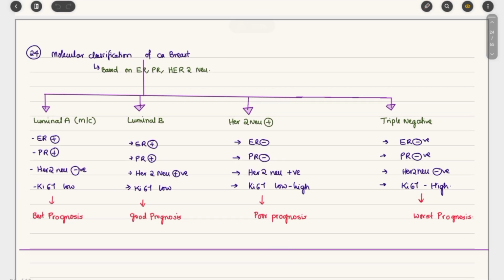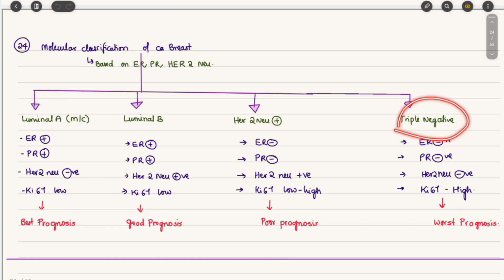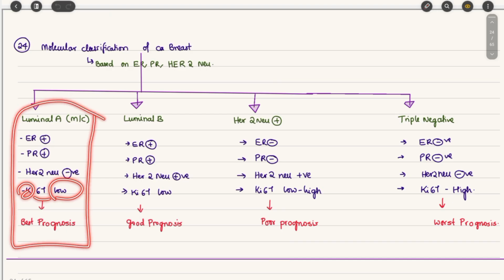Okay, see, this is the molecular based classification for CA breast. It is based on ER, PR, HER2 neu. First luminal A, luminal B, HER2 neu positive and triple negative. Luminal A refers to ER positive, PR positive, and HER2 neu negative, whereas the proliferation rate, that is Ki67, is low. Luminal A has the best prognosis.